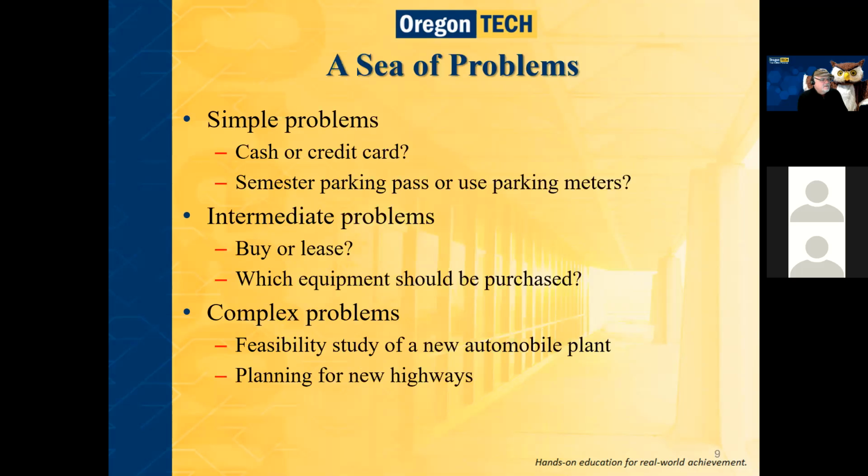Now then, this is actually a slide I stole from the book. What type of things can you be asked to do? Buy or lease problems, an intermediate problem. Is it cheaper to buy something or rent it? Many of you have made this decision about cars. Do you buy a car or lease a car? What goes into that decision? Corporations deal with that all the time.